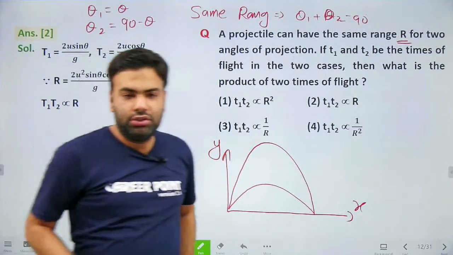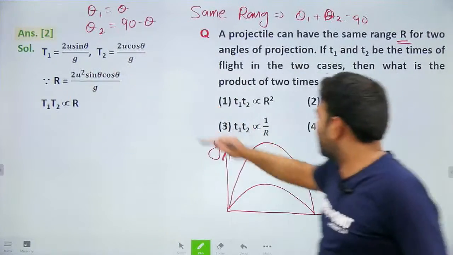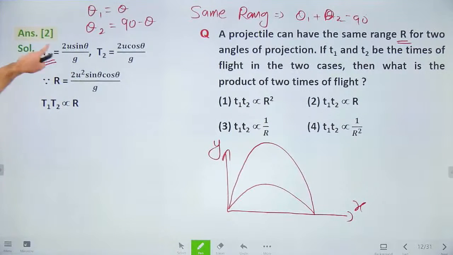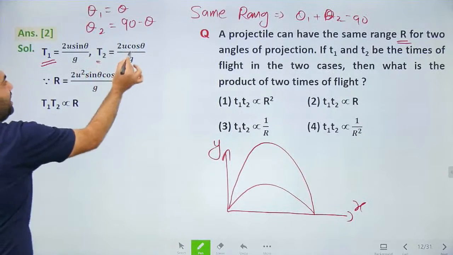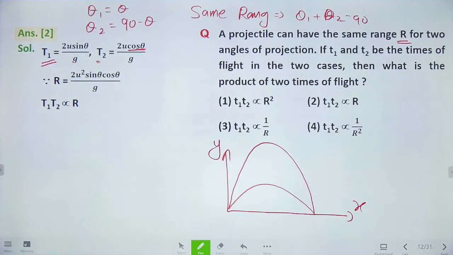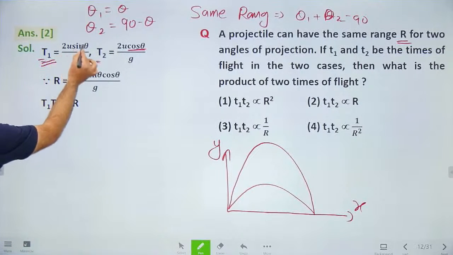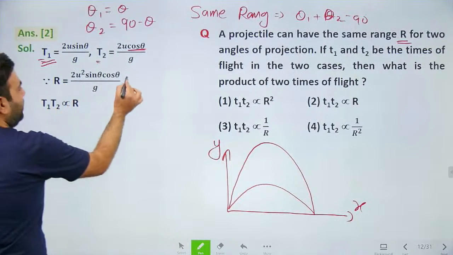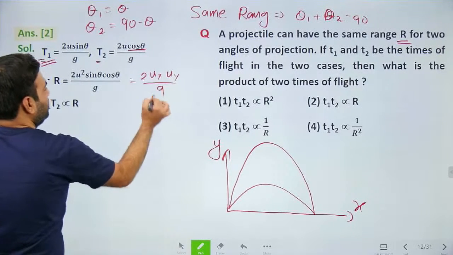So basically we have to check the correct option. See, time of flight for the first one is 2u sine theta by g, and time of flight for the second one will be 2u sine of (90 minus theta) by g, and sine of (90 minus theta) is cos theta. So as you can see, T1 is equal to 2u sine theta by g and T2 is equal to 2u cos theta by g. And range is equal to 2 into ux uy by g.